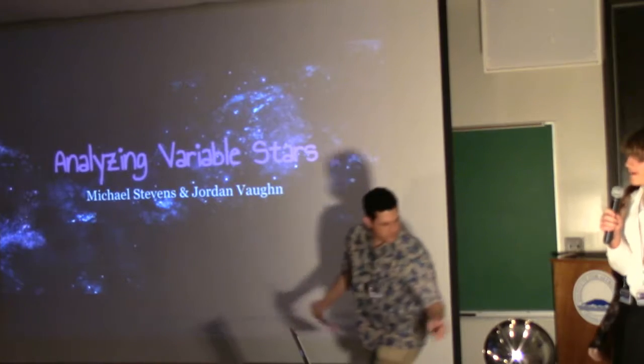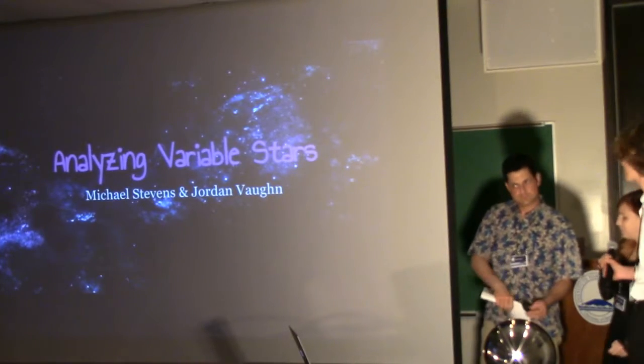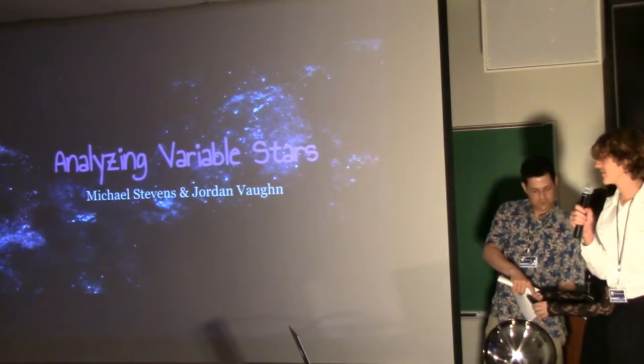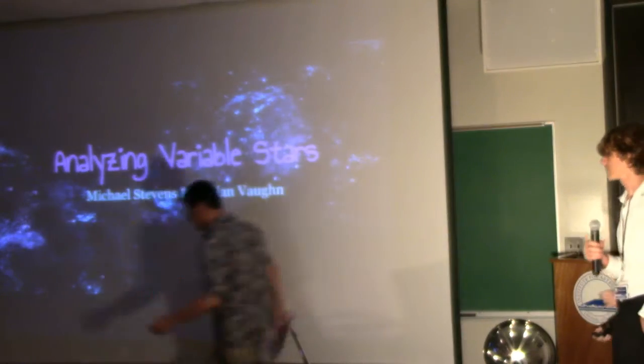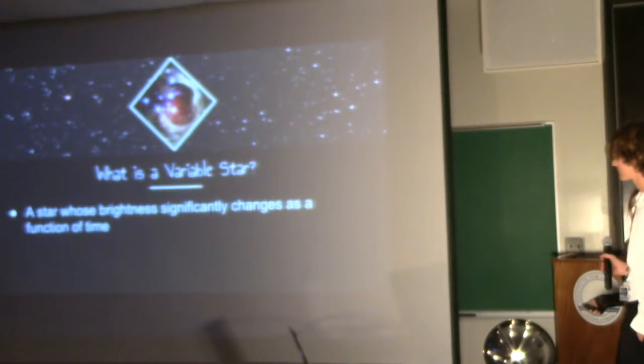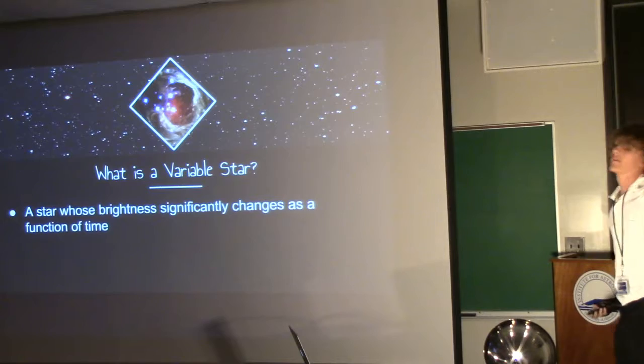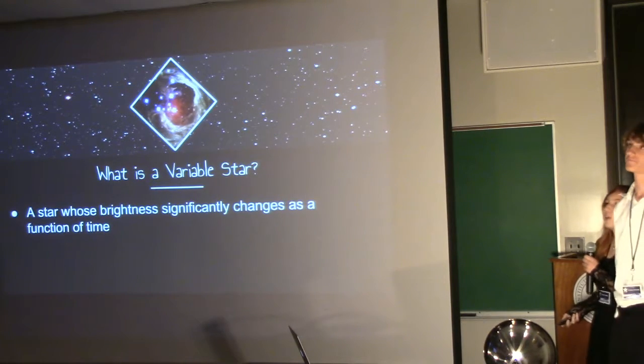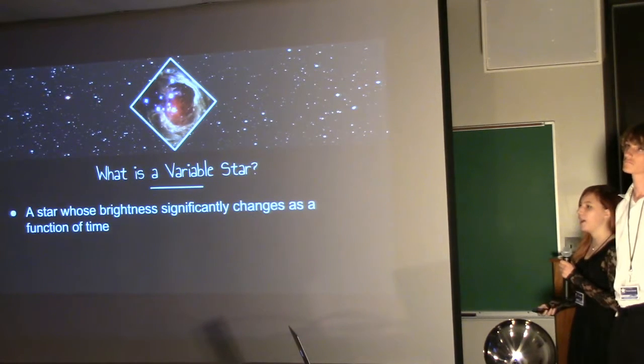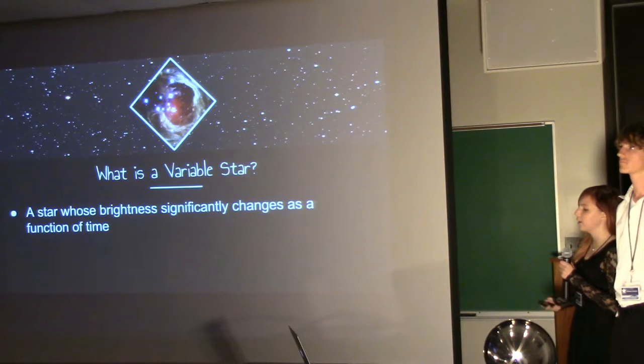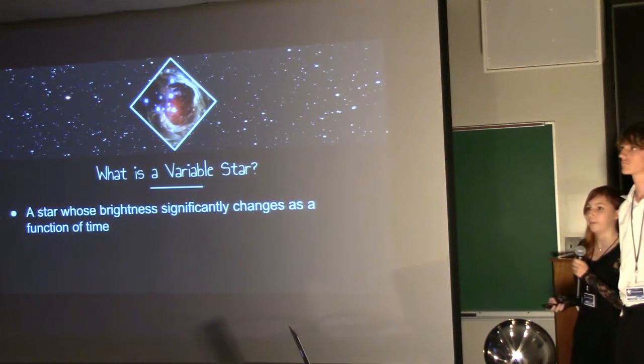So, hello everyone, I'm Michael Stevens. And I'm Jordan Vaughn. And this is our project on analyzing variable stars. So, what is a variable star? Well, a variable star is a star who has a magnitude that varies over a specific amount of time.